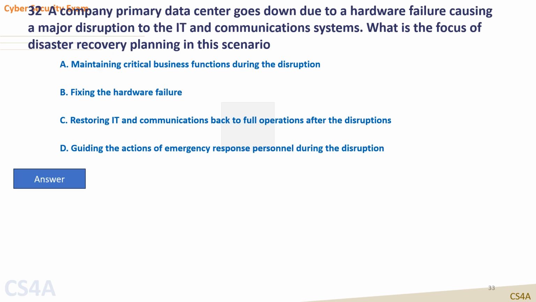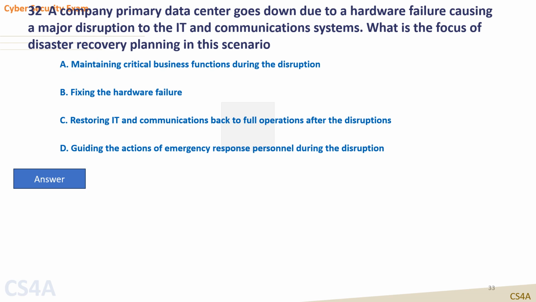Here the question is, a company's major data center goes down due to hardware failure, causing a major disruption to the IT and communication systems. What is the focus of the disaster recovery plan in this scenario? Okay. So the option is maintaining critical business functions during disruption. This is not an activity of DR planning, it's a business continuity plan activity. And fixing the hardware failure is not the key focus for the DR.